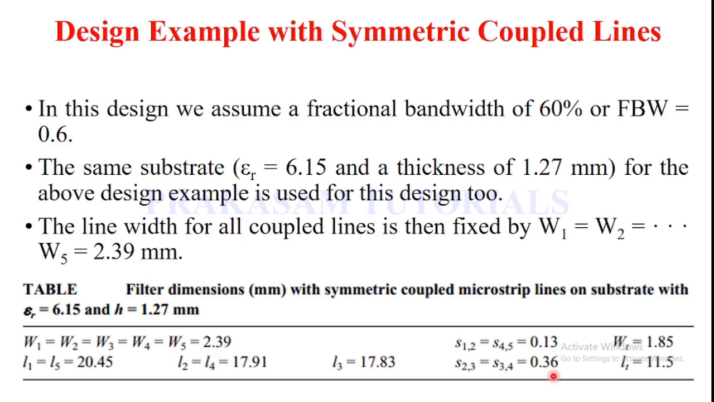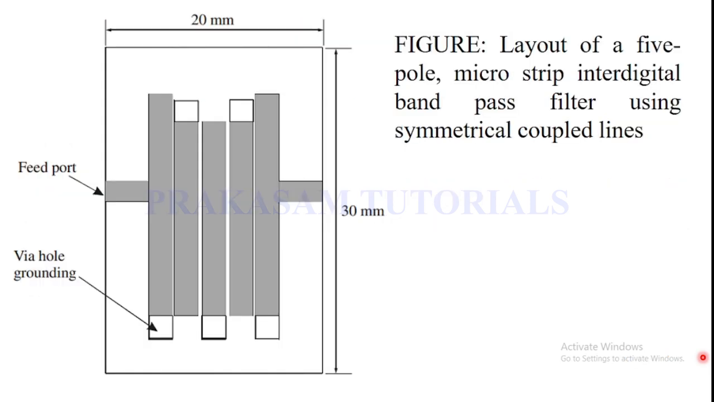Rogers RT/duroid 6006, and its dielectric constant is 6.15, and the height of the substrate is 1.27 mm. Using these basic parameters, calculate the 50 ohm transmission line. Using a microstrip online calculator, I calculated the width of the 50 ohm transmission line, and its width is 1.85 mm. Now open HFSS software.